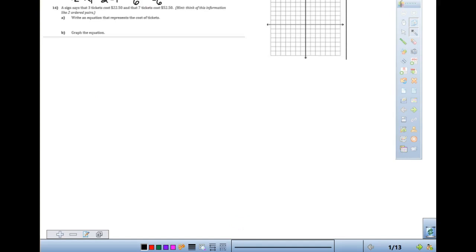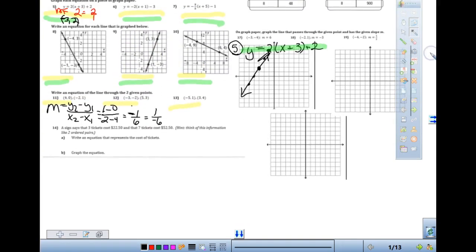Which point do you want to choose? Because it doesn't matter. There's 2 answers in the back. You just have to choose one. First point or second one? Okay, so we're going to use the first one.